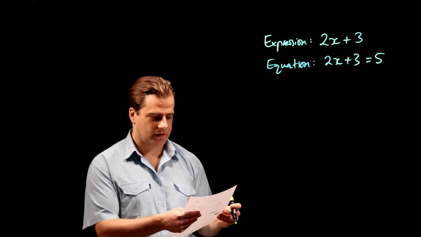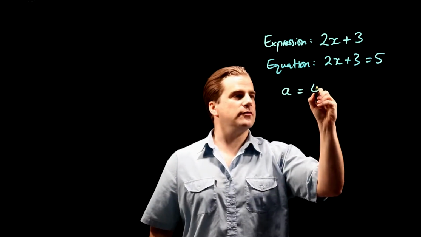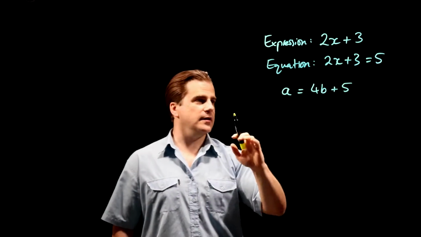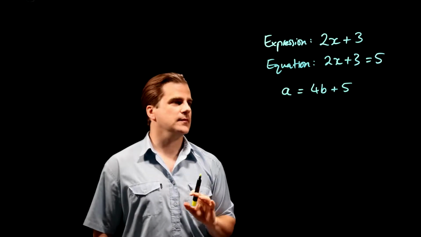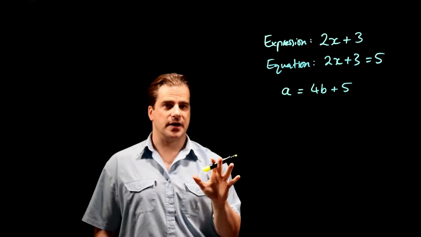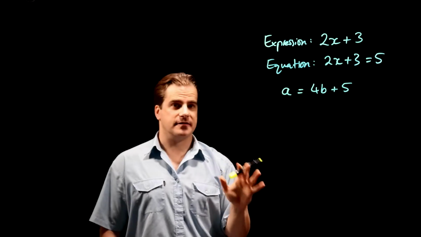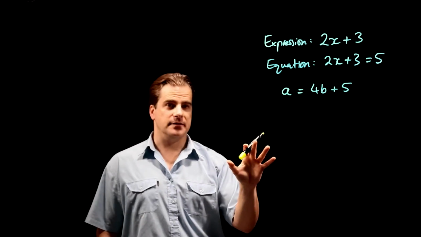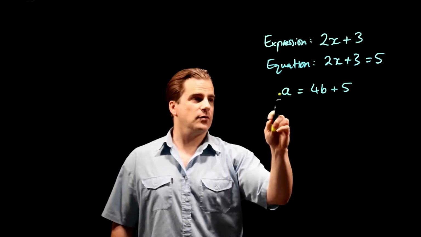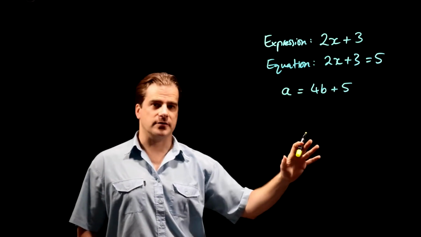So let's do an example. Let's start off with a equals 4b plus 5. Okay, a equals 4b plus 5. Right, there's an equal sign, so this is an equation. You might be asked to do something like make b the subject of this equation. What does that mean? Well, at the moment, a is the subject of this equation. That means it's in the form a equals something. Okay? A is on one side of the equal sign by itself, and everything else is on the other side of the equal sign.